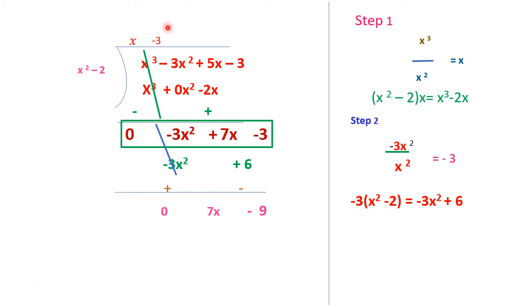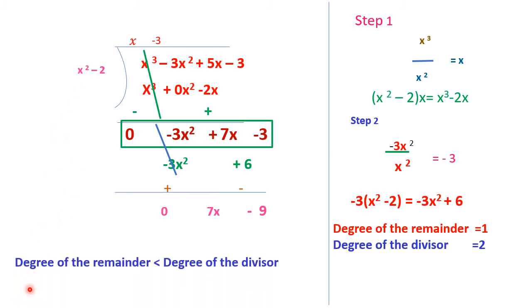And what is our quotient? x minus 3. Now we are going to use the division algorithm. Here you can see that the degree of the remainder is 1. Degree of the divisor is 2. Whenever the degree of the remainder is less than the degree of the divisor, when we get this type of remainder, we have to end this division process.